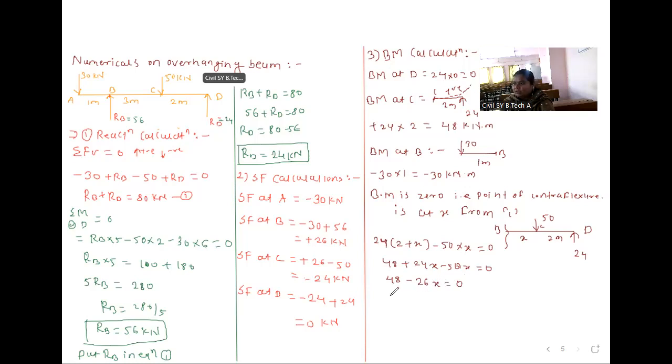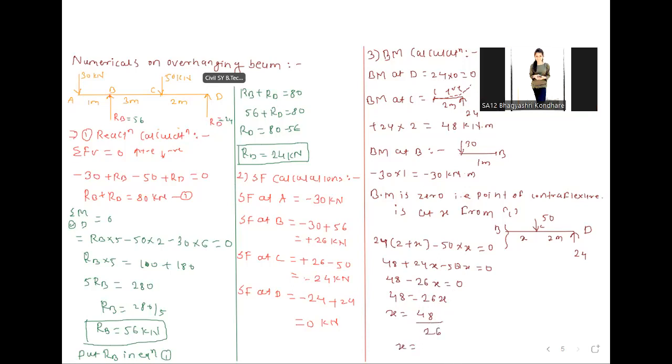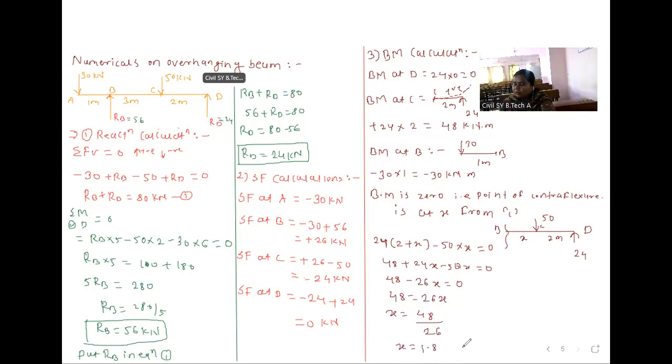We will shift this minus 26x to the right side. So 48 is equal to 26x. So x is equal to 48 divided by 26. You calculate and tell me, x is equal to how much? 1.846 meter. But from which point? From C, because we have taken the x distance from this C point. So at this 1.846 meter, bending moment is 0.